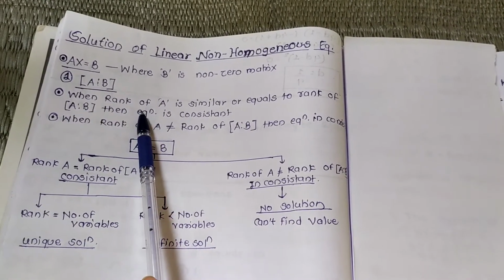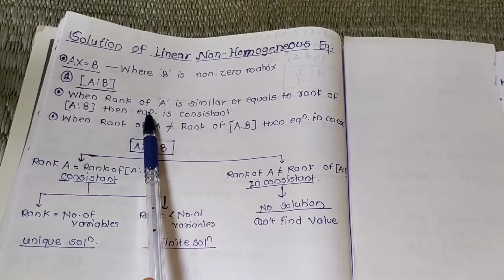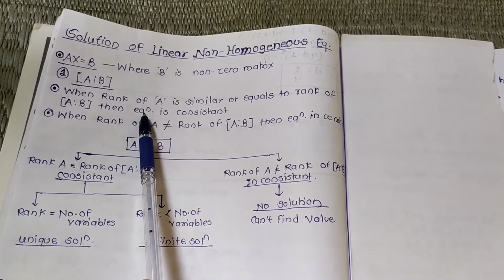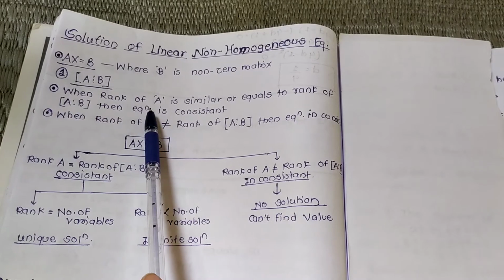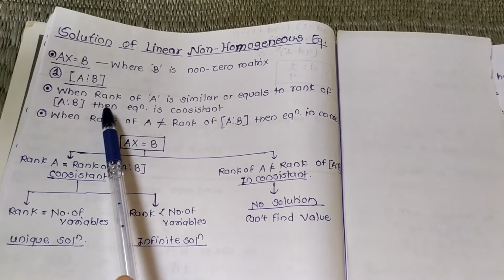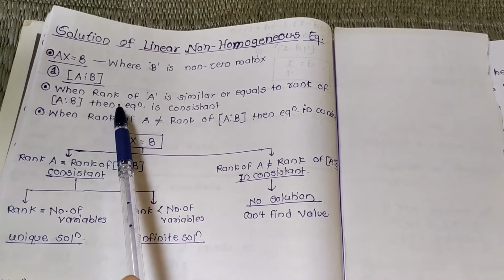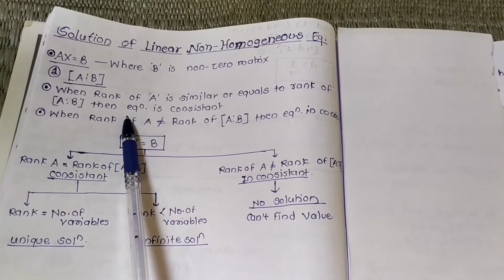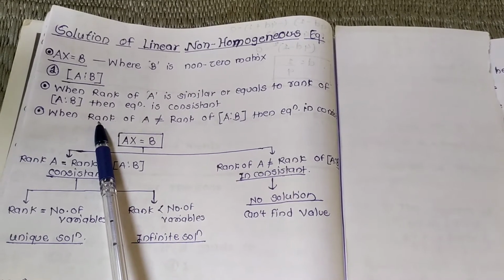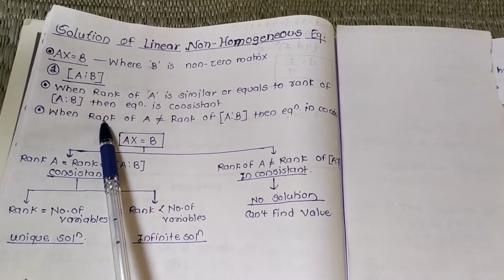But homogeneous equations are always consistent. But in this linear non-homogeneous equation system, we have to find out the rank of A and the rank of the augmented matrix. If the rank of A and the rank of the augmented matrix are the same, then the equation is consistent. But when they are not equal, then the equation is inconsistent.